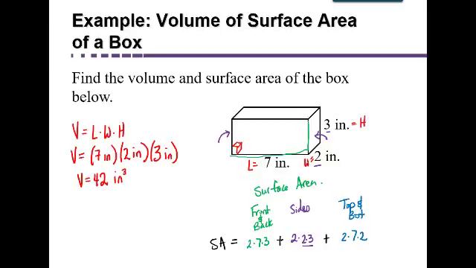Okay, so keep in mind order of operations, multiplication comes before addition. So we have 2 times 7 is 14, times 3 would be, what would that be? 14 times 3 would be 42. Okay, good. You guys are still with me. So 2 times 2 times 3 would be 4 times 3, which would be 12. And 2 times 7 times 2 would be 14, times 2 would be 28. 28 and 12 is going to be 40, plus 42 would be 82. And then it's square inches, because remember, we're finding an area here.